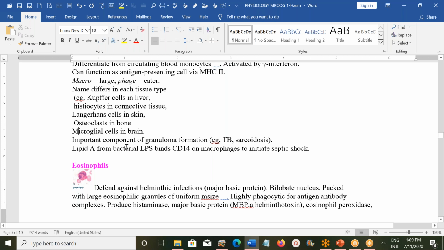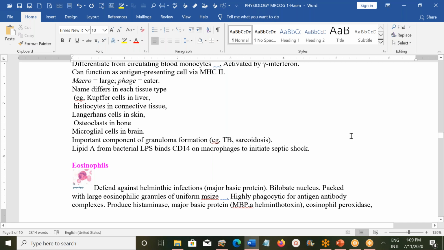Macrophages are an important component of granuloma formation, like in cases of TB and sarcoidosis. Lipid A from the bacterial lipopolysaccharide binds CD14, which is present on the surface of macrophages, and it will initiate septic shock.